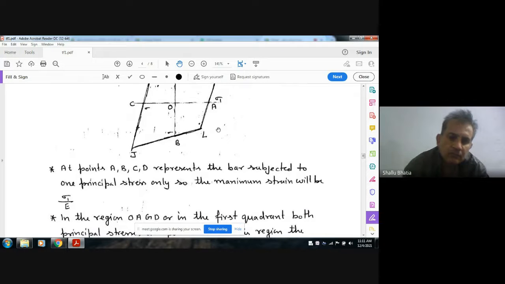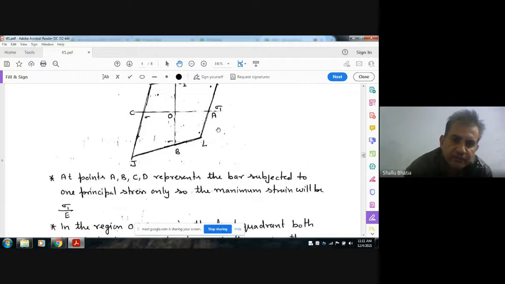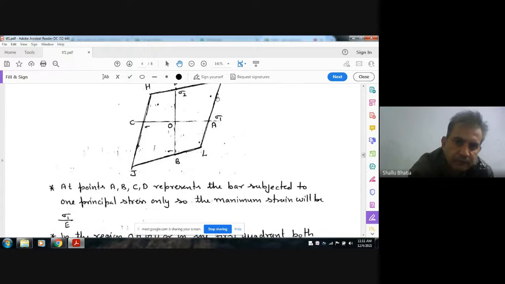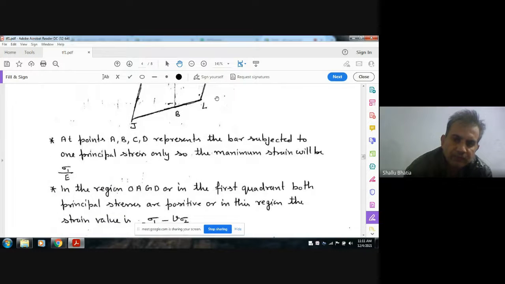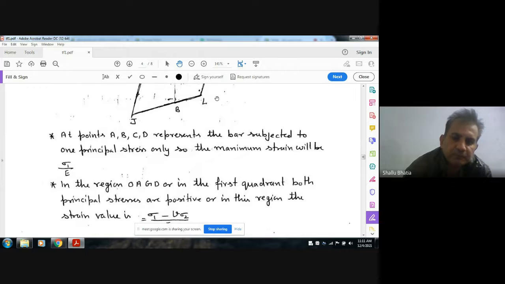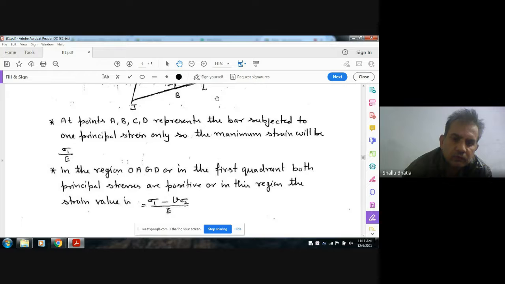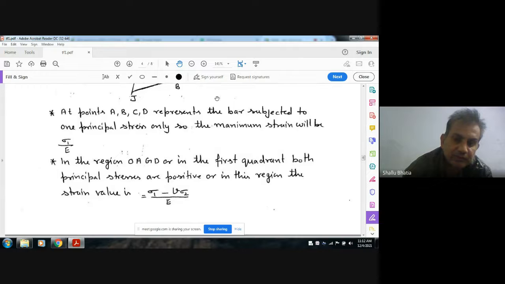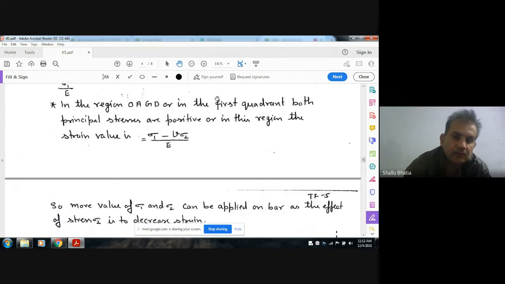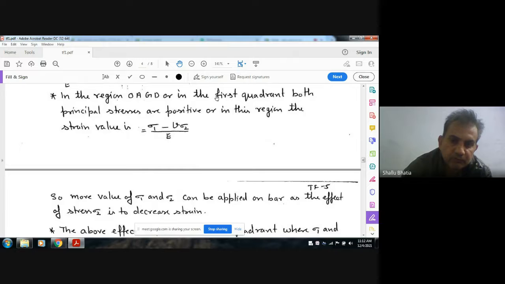In the region OAGD, or in the first quadrant, both principal stresses are positive. In this region, the value of strain is sigma 1 minus mu sigma 2 by E. So more value of sigma 1 and sigma 2 can be felt on the bar, as the effect of sigma 2 is to decrease the strain.